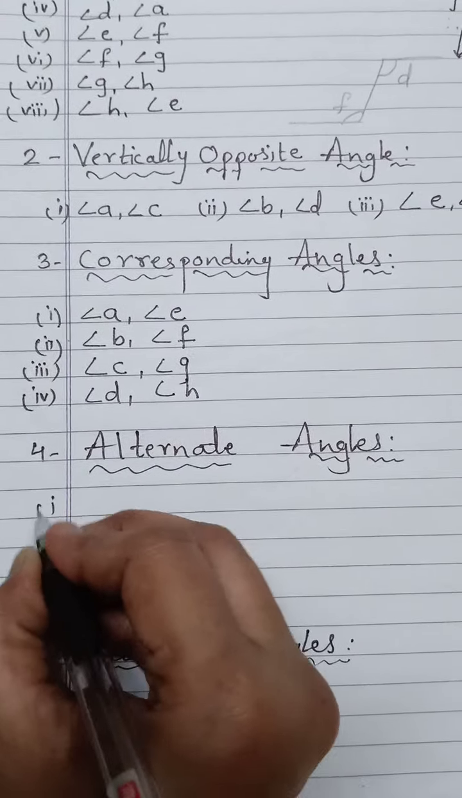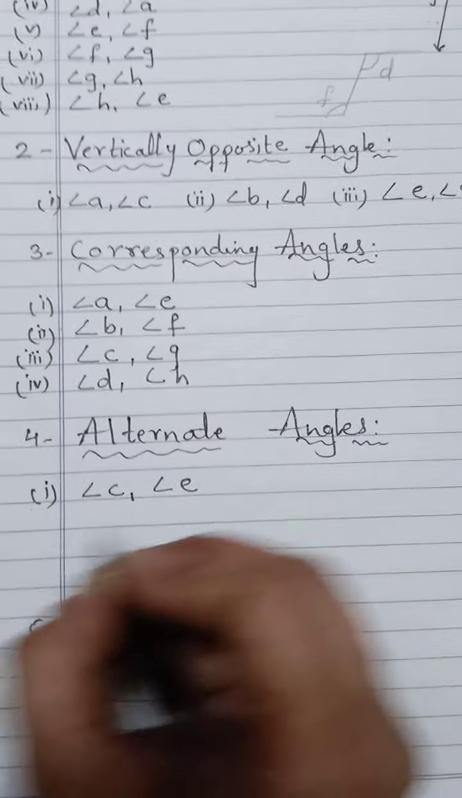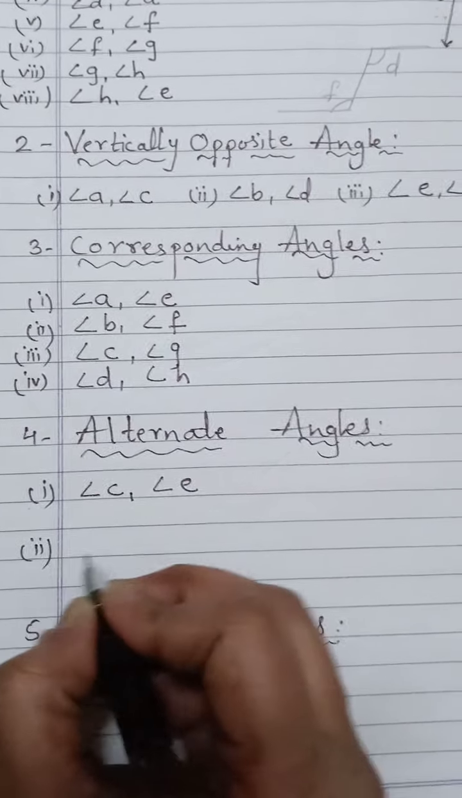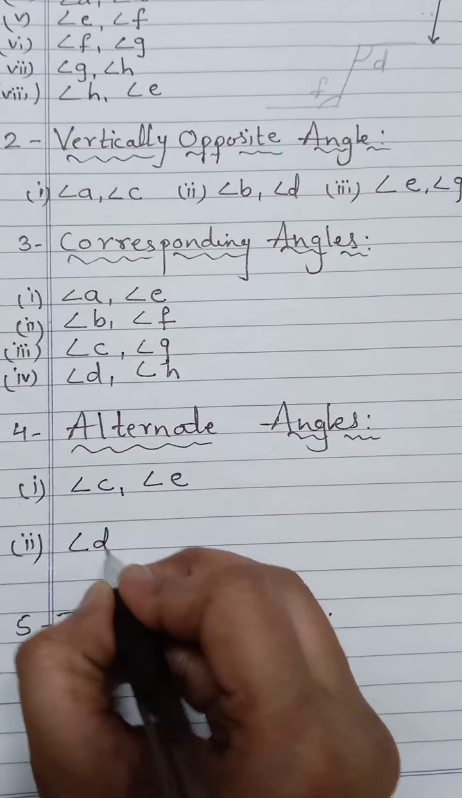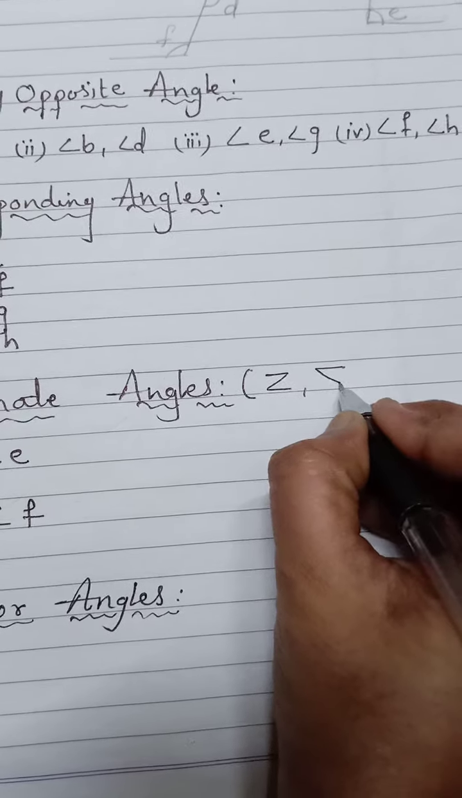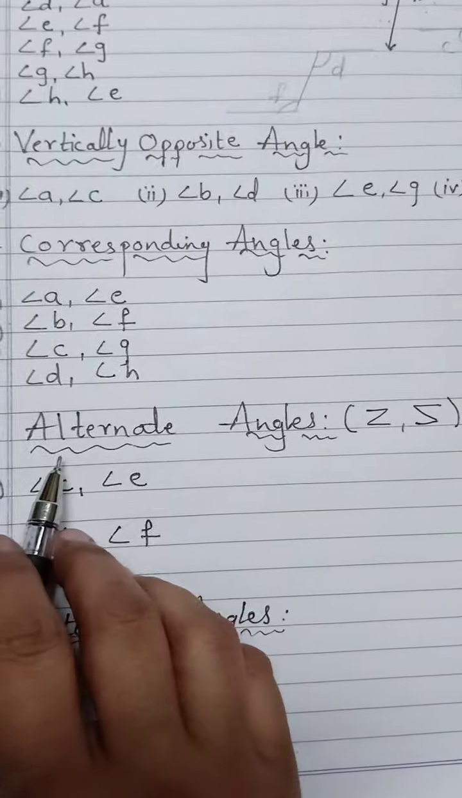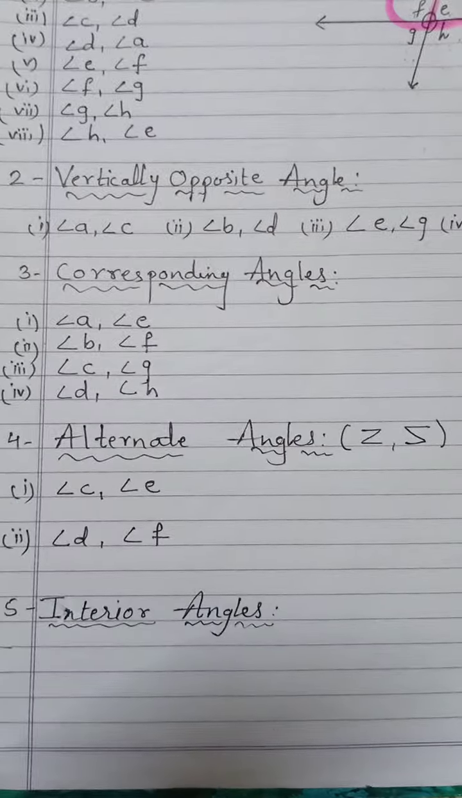So the first pair for alternate angles is angle C, angle E. And the second pair is angle D and angle F. You have to remember that they are making a Z-type figure, either in this way or this way. Whenever the angles are making a Z-type figure, they are called alternate angles.